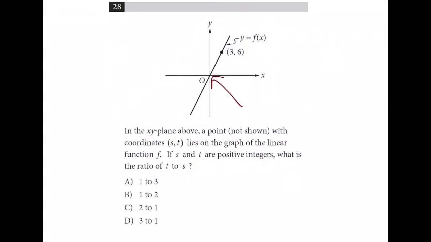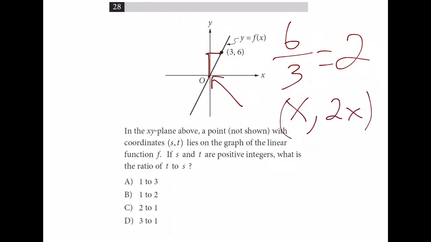This problem begins by recognizing that the line passes through the origin. This tells us there's no y-intercept, because the y-intercept is 0. So the only part of the equation that matters is the slope. If I consider this point 3, 6, notice I rise 6 and I run 3. So my slope is 6 over 3, which is just 2. Because my slope is 2, my y-coordinate is always going to be double my x-coordinate. Or another way of writing this, x, 2x.